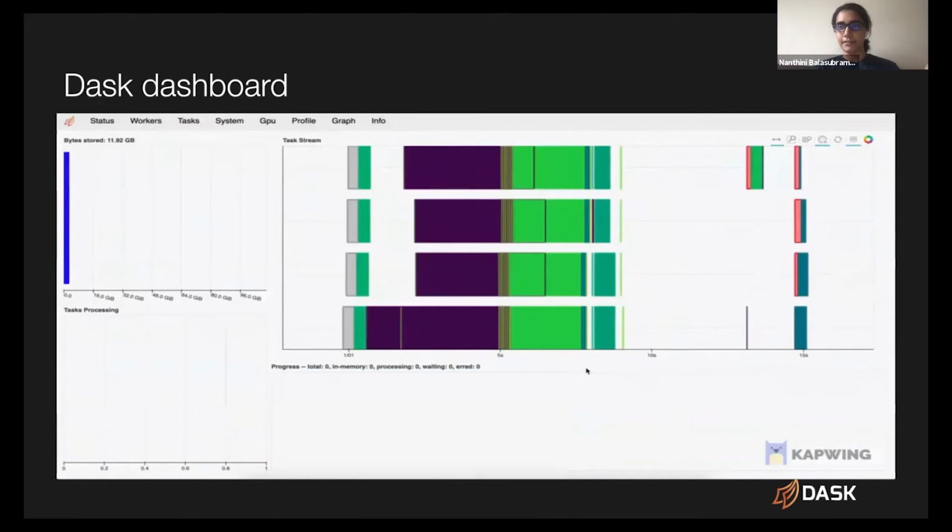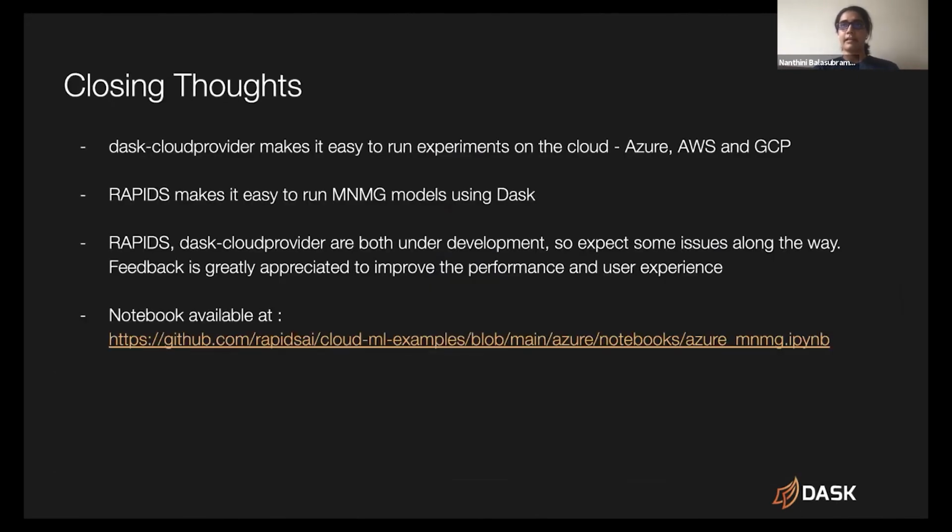And that brings us to the end of the example, which was pretty straightforward to set up. With a few lines of code, and just setting up the cluster and getting the Azure environment set up, you can run a multi-node multi-GPU model. And Dask Cloud Provider makes it super easy to run it. I just showed you the example on Azure. You can run it on AWS, GCP, and other clouds too.